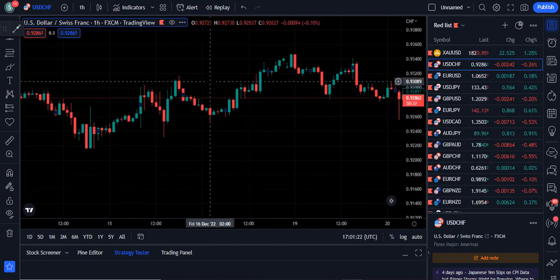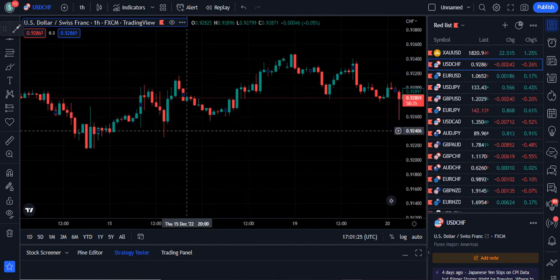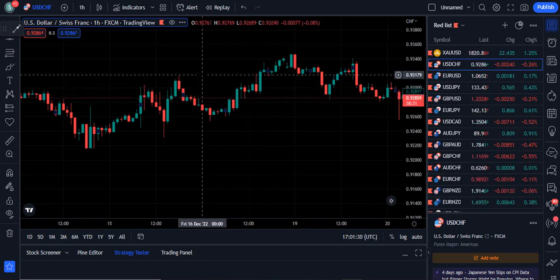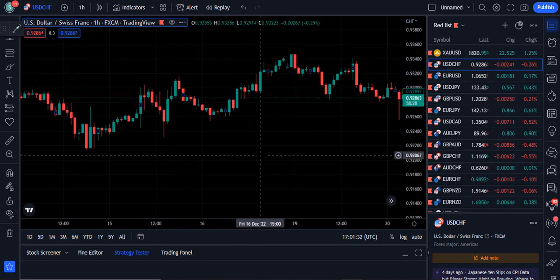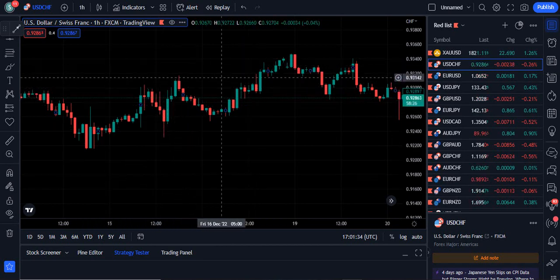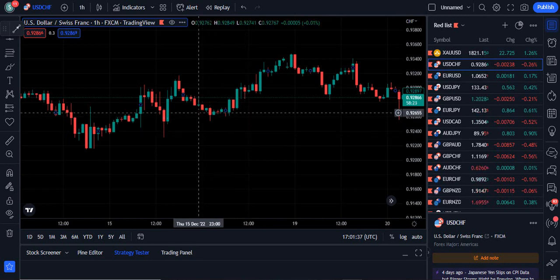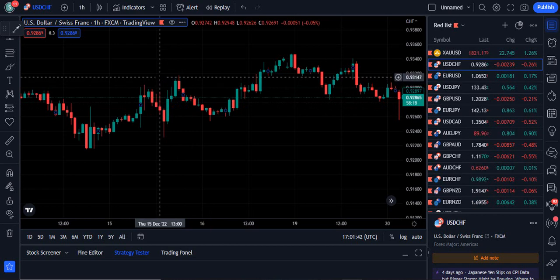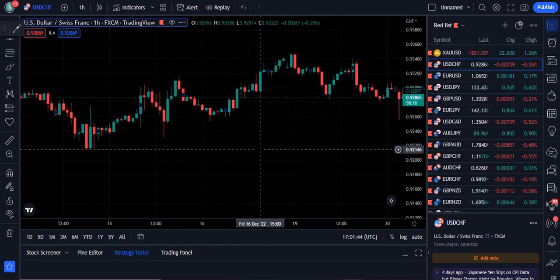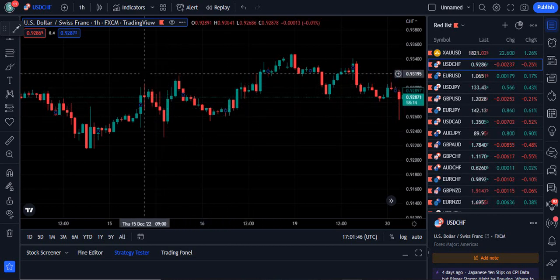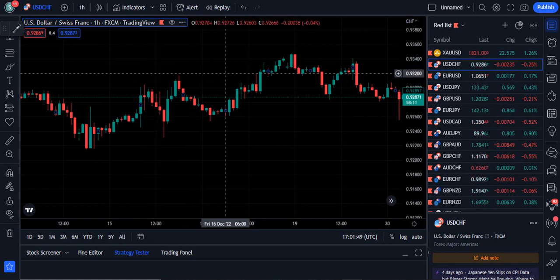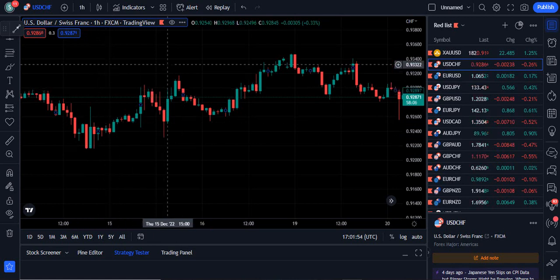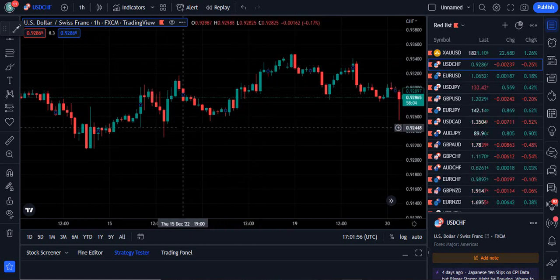Hello everyone, today I am here with the best TradingView indicator for 2023, and this indicator you will use not only for scalping but also for day trading as well. The best thing about this indicator is that you can use this strategy not only for forex trading but also for the crypto and stock market. One more thing: all the indicators are free in TradingView, so you should not worry about the trading indicators.